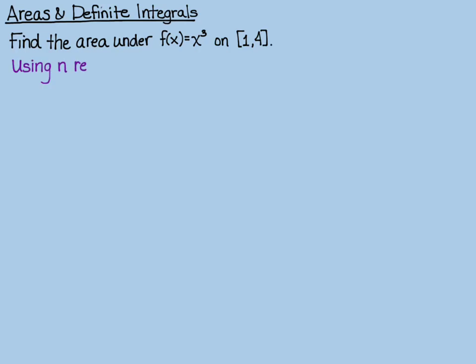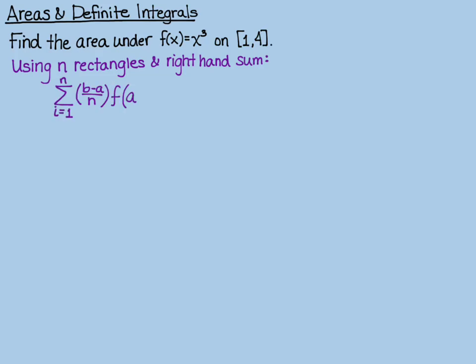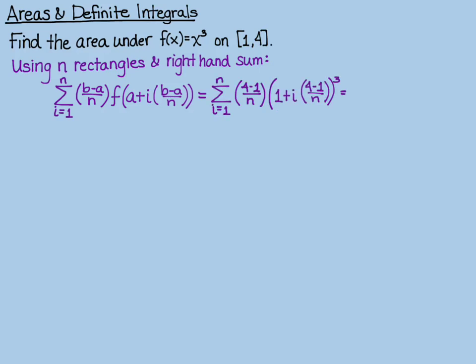to 4. Using n rectangles and the right-hand sum, we see that the formula for this is the sum as i goes from 1 to n of b minus a over n times f of a plus i times b minus a over n. This was a formula that you were told to know from the previous video. If we plug in the values on this problem, the function then becomes x cubed, so that means that f of a plus i times b minus a over n is going to be that value cubed in this case. And a in this case is 1, and b in this case is 4.